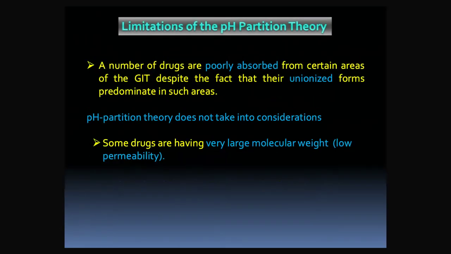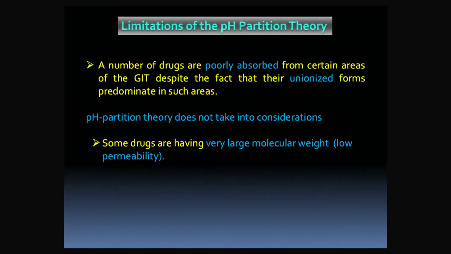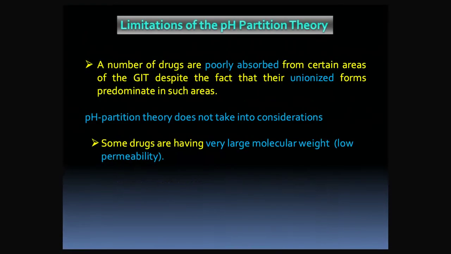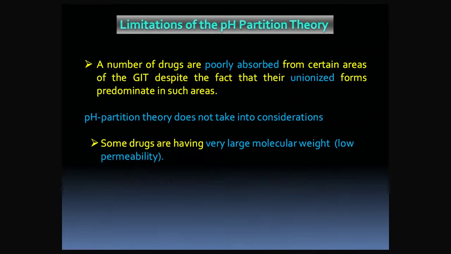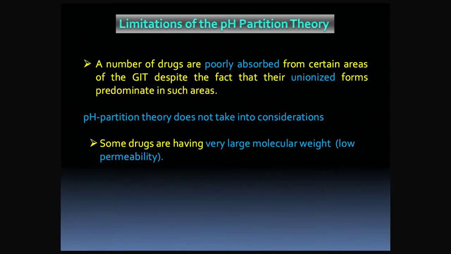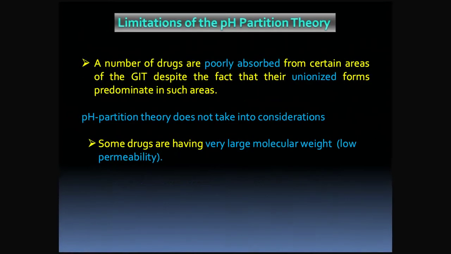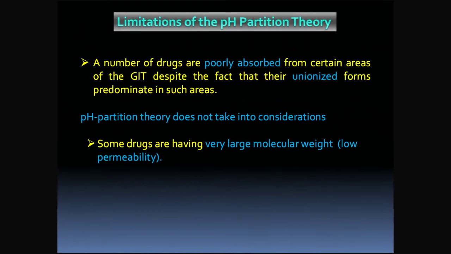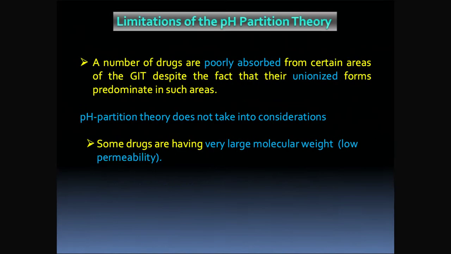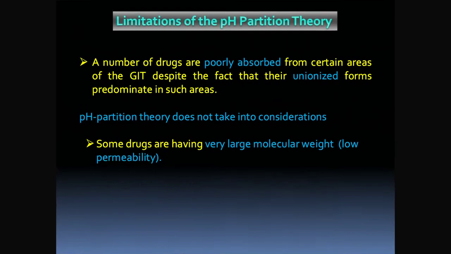We must confront the reality that being unionized is not a guaranteed ticket through the biological membrane, as many compounds exhibit poor absorption even when their neutral form predominates. This discrepancy arises because the pH-partition theory fails to account for the physical dimensions of the drug, specifically the molecular weight. A high molecular weight creates a significant kinetic barrier, where the sheer bulk of the molecule results in low permeability regardless of its charge.